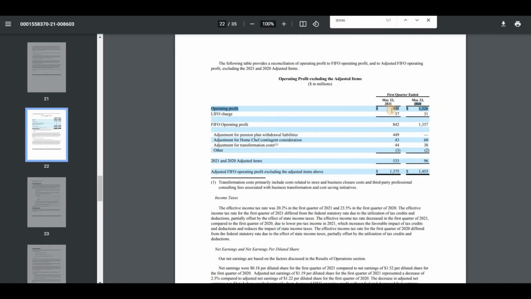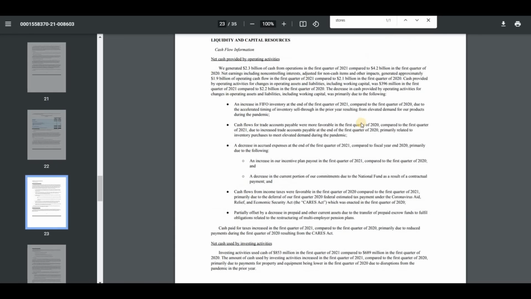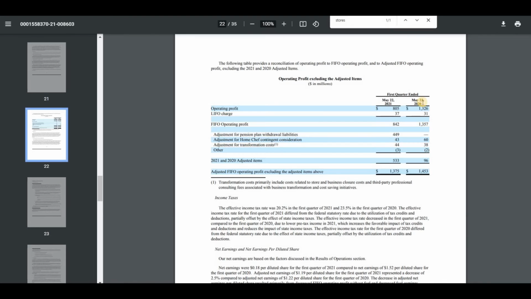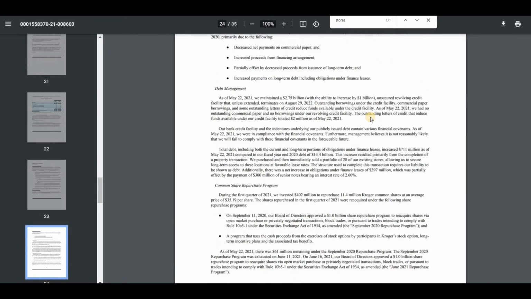The operating profit dropped dramatically. That was expected due to the reopening phase. Dropped from $1,326 million to $805 million. And yeah, I was quite disappointed to see the year over year for May. It was quite disappointing to see.